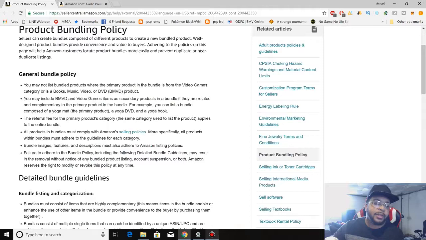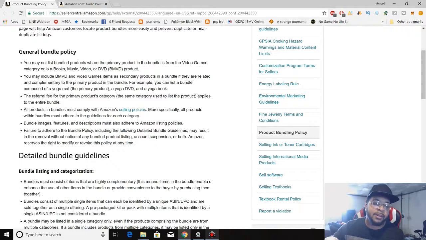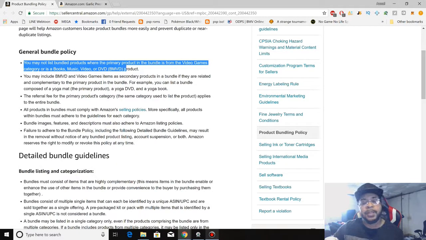Okay, so the number one thing you want to look for is all the things where bundles are allowed, because Amazon doesn't allow bundles for everything. As you can see here, it says you may not list bundled products where the primary product in the bundle is from the video games category or is a book, former music, video, or DVD. All right. So there are restrictions on bundling products, and again, there are so many people that are not discussing this, and you guys are going out there and making a lot of mistakes.